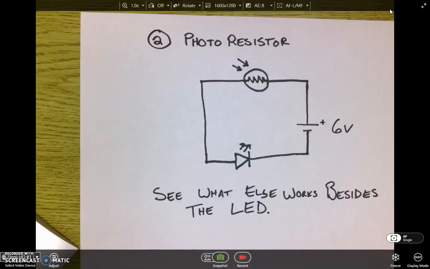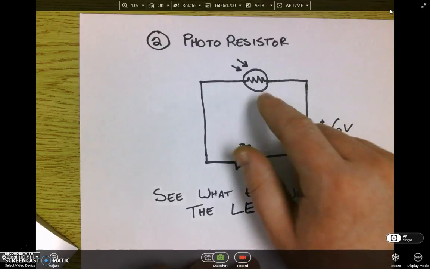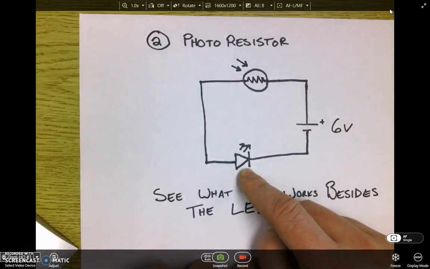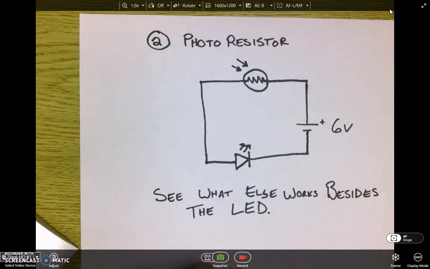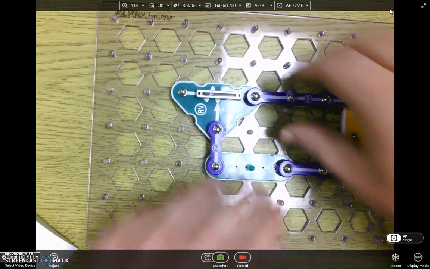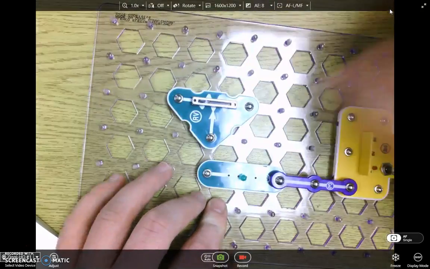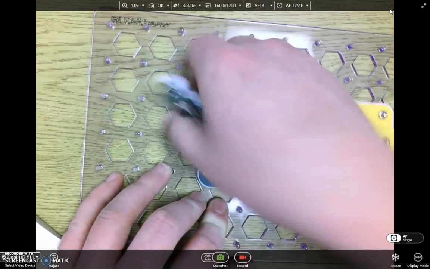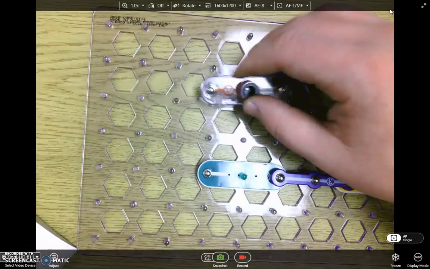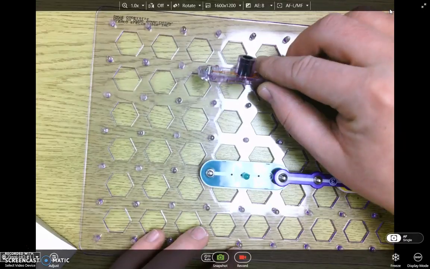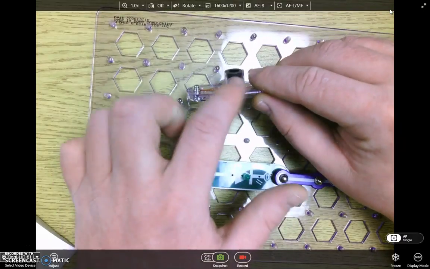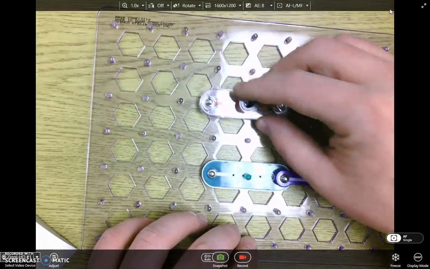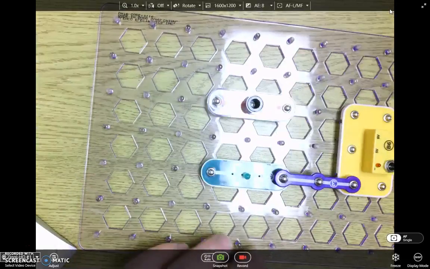Okay, so once again, we've got a 6-volt battery, we've got a photoresistor, and an LED. Now this one's going to be a little bit different, so pay attention here. I'm going to hook up this circuit, just like it shows. Our photoresistor is one of the clear pieces. It looks like this, very similar to a light socket, but you'll notice this big black ring in here. So I'm going to hook this in just like that.